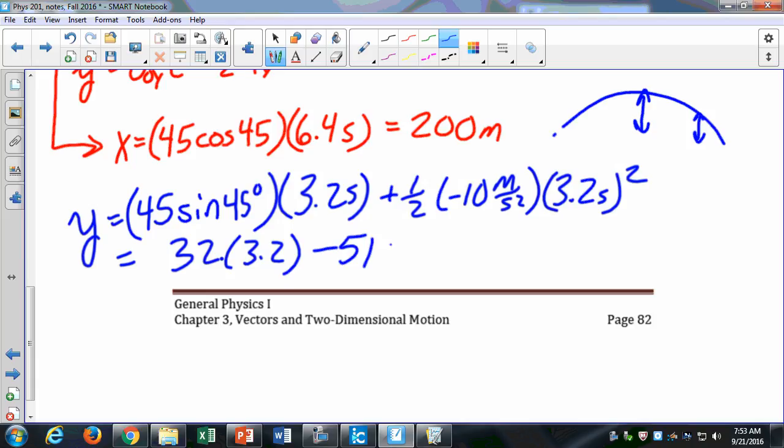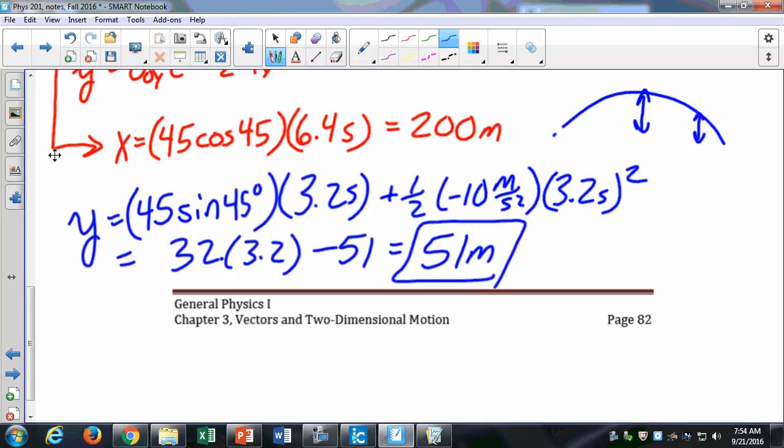Minus 51. I guess 51, is that right? 51 meters? Yeah, okay, so 51 or 50 meters would be correct. Minus 51, well, because I had a negative here for my acceleration. I had a 1/2 times 5, that's 3.2.